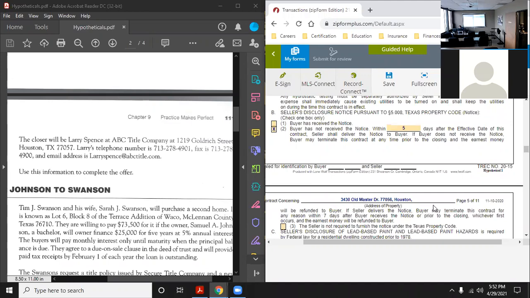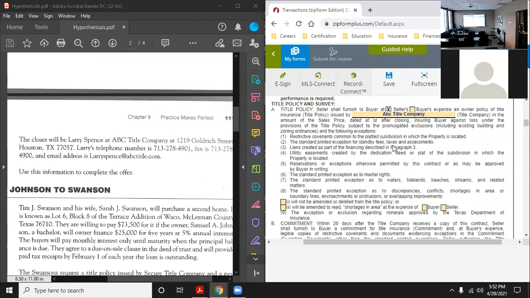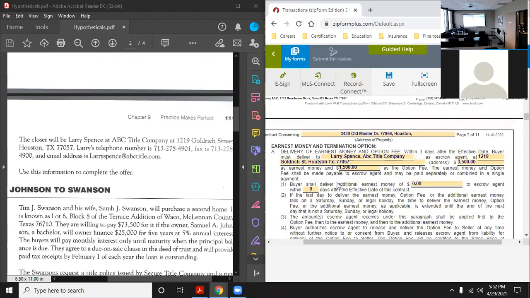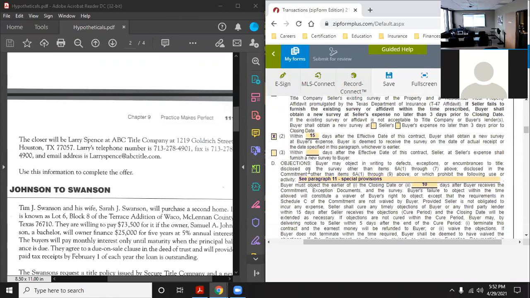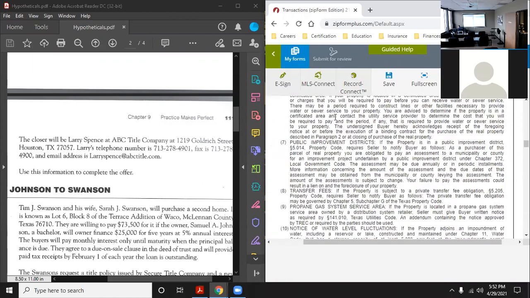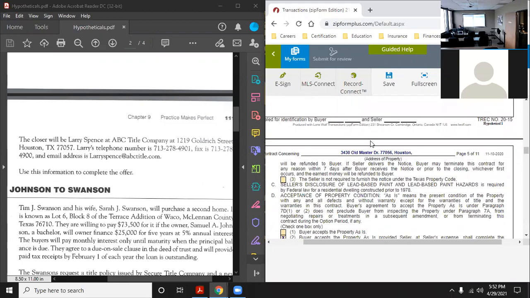If the seller delivers the notice, the buyer may terminate the contract for any reason within 7 days after. So even if they give it to you on day 5, you have till day 13. Now in this case, they have till day 15 because that's what they put in for their termination options. They have 15 days, so they would still get 15 no matter what. But if they put 5 in there instead of 15, they'd still get to 13 days if this was given to them on day 5.